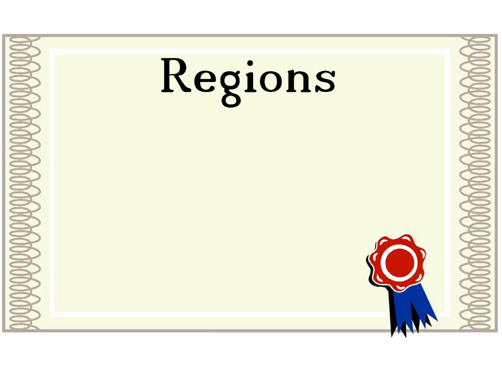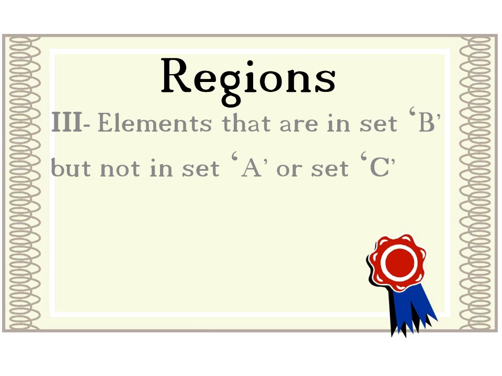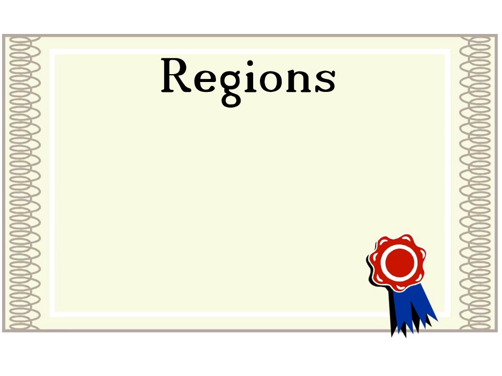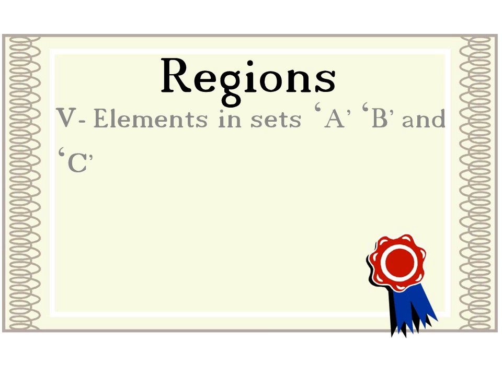Region 3 contains the elements that are in set B but not in set A or set C. Region 4 contains the elements that are in set A and set C but are not in set B. Region 5 contains elements that are in sets A, B, and C.